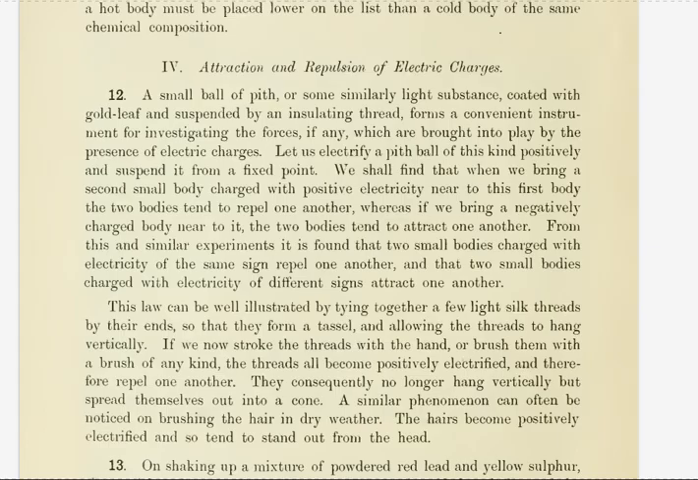From this and similar experiments it is found that two small bodies charged with electricity of the same sign repel one another, and that two small bodies charged with electricity of different signs attract one another. This law can be well illustrated by tying together a few light silk threads by their ends, so that they form a tassel, and allowing the threads to hang vertically. If we now stroke the threads with the hand, or brush them with a brush of any kind, the threads all become positively electrified, and therefore repel one another. They consequently no longer hang vertically but spread themselves out into a cone.